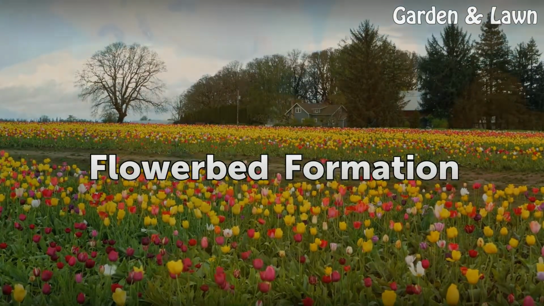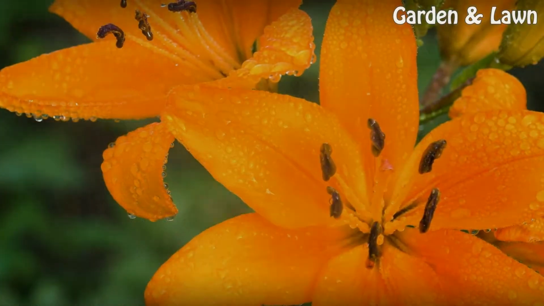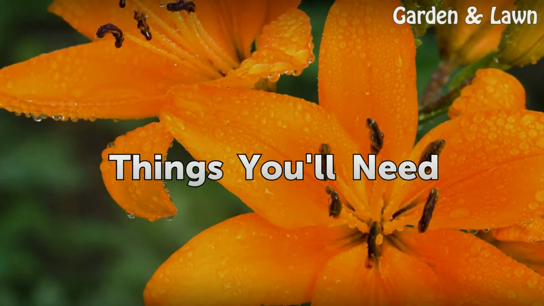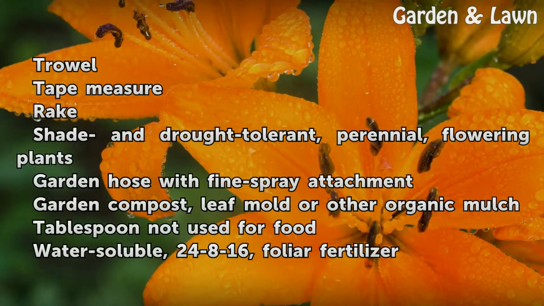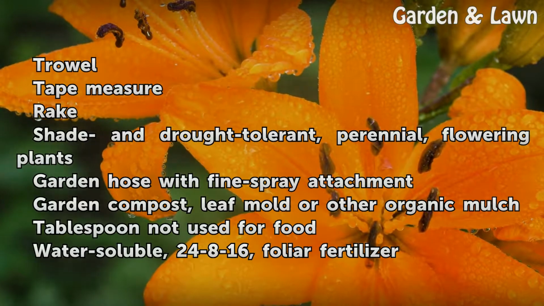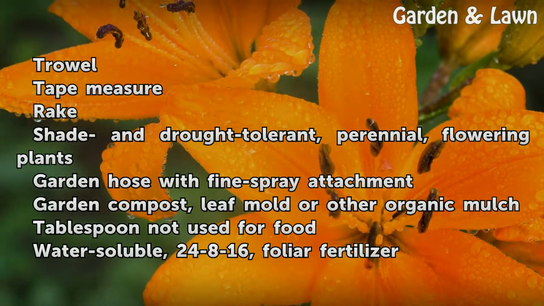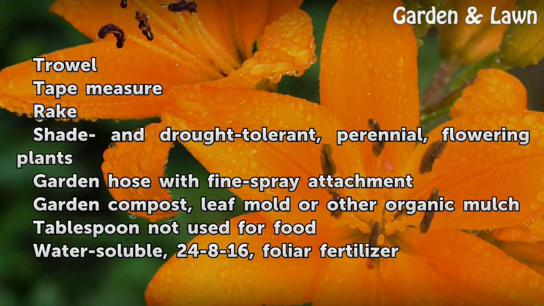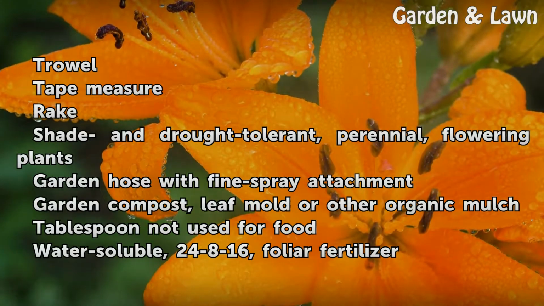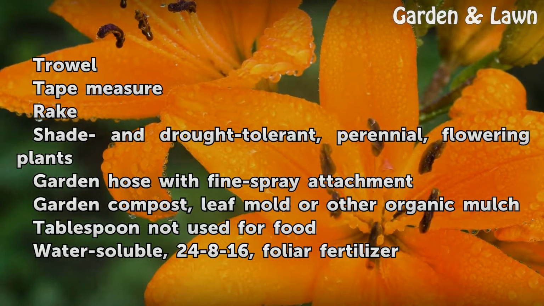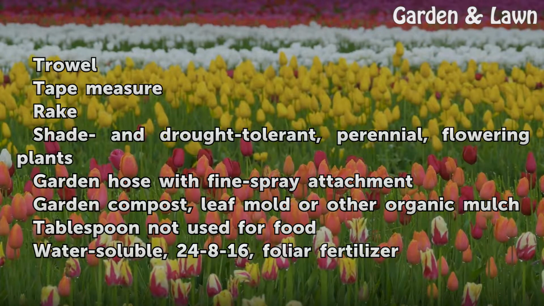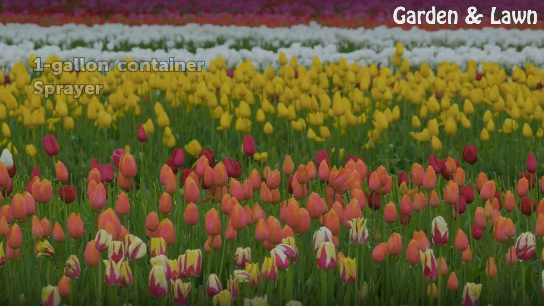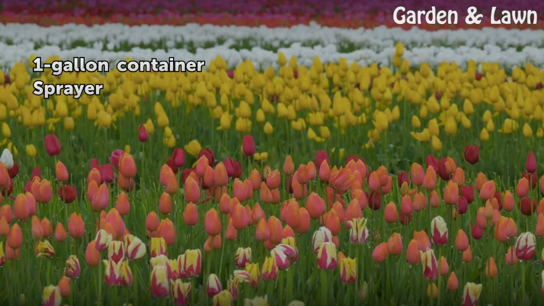Flower bed formation. Things you will need: trowel, tape measure, rake, shade and drought-tolerant perennial flowering plants, garden hose with fine spray attachment, garden compost, leaf mold or other organic mulch, tablespoon not used for food, water-soluble 24-8-16 foliar fertilizer, 1 gallon container, sprayer.